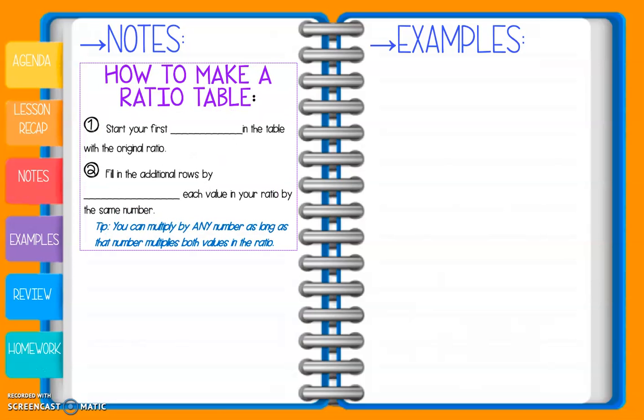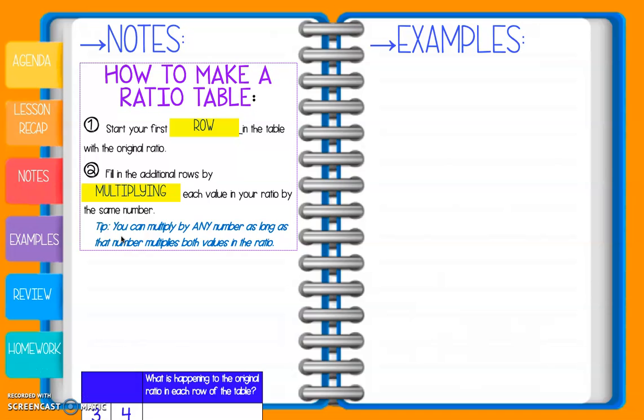The first thing that we need to do is we're going to start your first row in the table with your original ratio. So the first row of your table is going to be whatever they give you as your original ratio, whether it be just a numerical problem or a real world problem. That first row is going to be your original ratio. Then you're going to fill in your additional rows by multiplying each value in your ratio by the same number. So, tip, you can multiply by any number as long as you multiply both values in the ratio by that same number. Okay, so let's take a look.